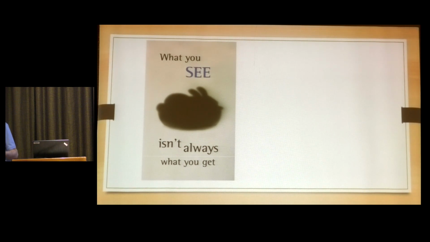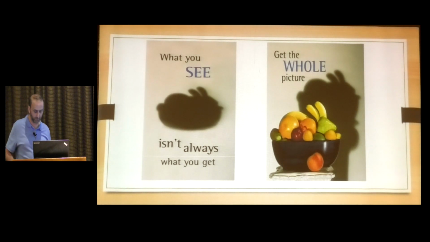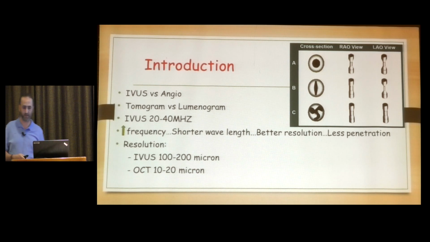What you see is not always what you get. Sometimes what we see can be a shadow of something else. And this is why. So we need to get the whole picture. And this is what we get by angiogram. Angiogram is a luminogram where we look at inside the lumen of the blood vessel. And this depends on the angle we look at it.